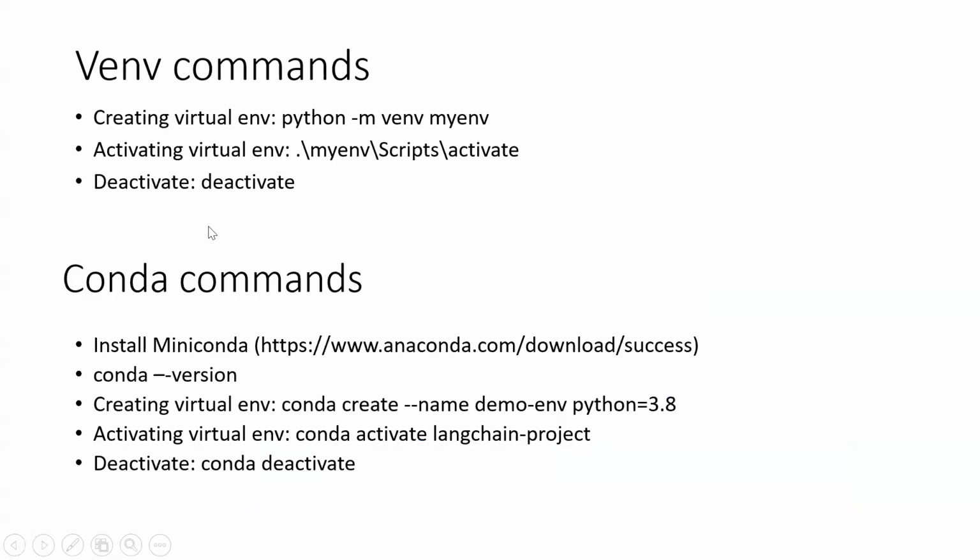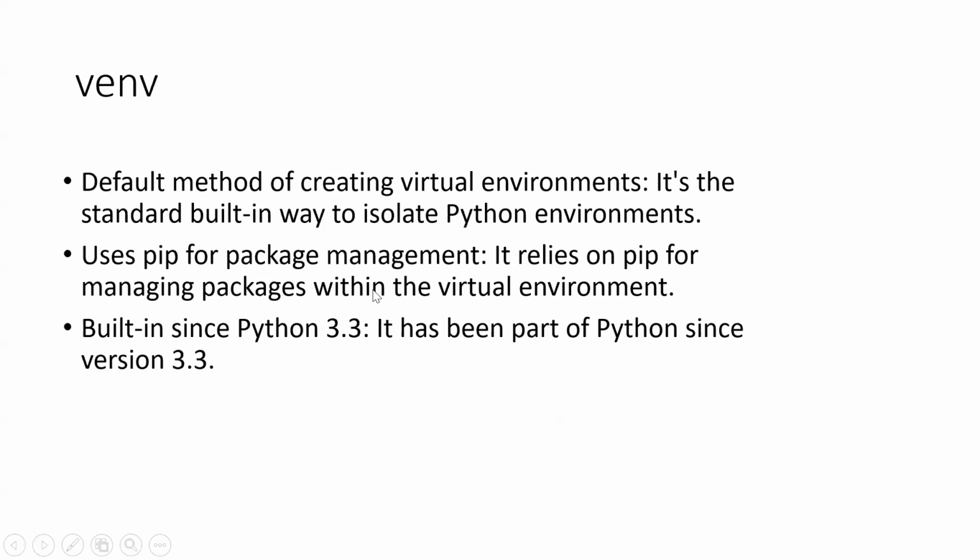So what are the commands? VENV is what we are going to use. The command is very simple: python space -m venv, then the name of your environment, and then we run this script. Once I run the first command, it will create a folder with my env, or whatever name you give for your environment. That folder will have an activate file. We need to run it from the terminal. And if I need to deactivate, I simply put deactivate. So let's do this one.